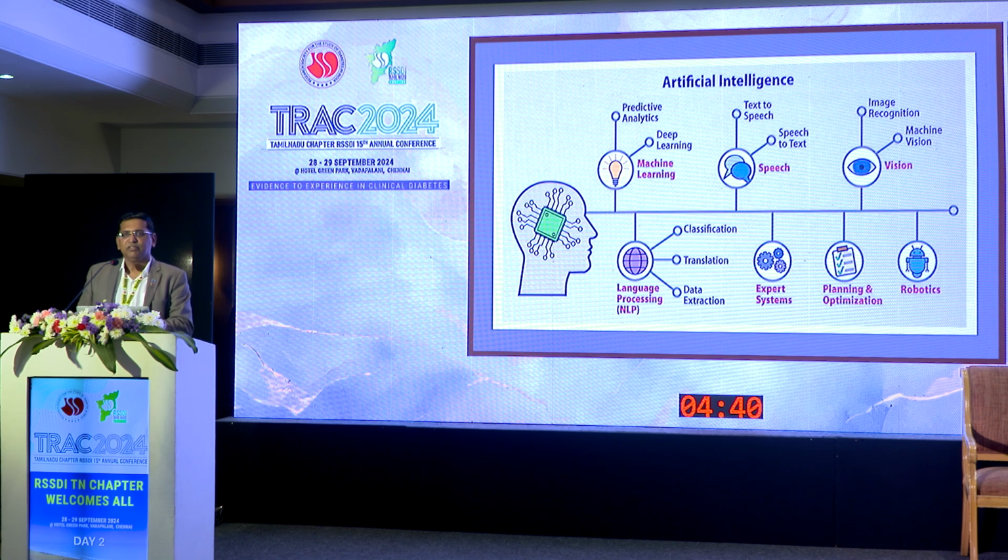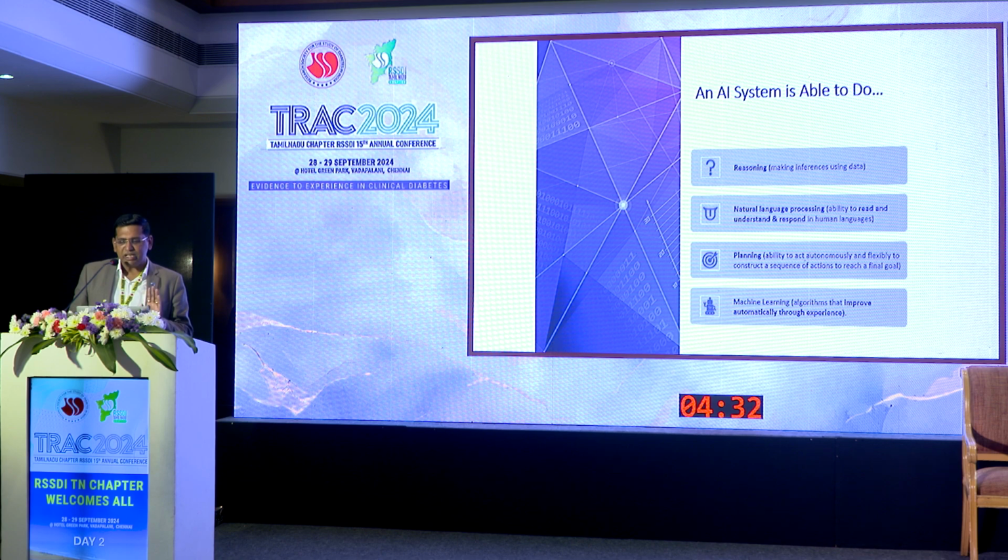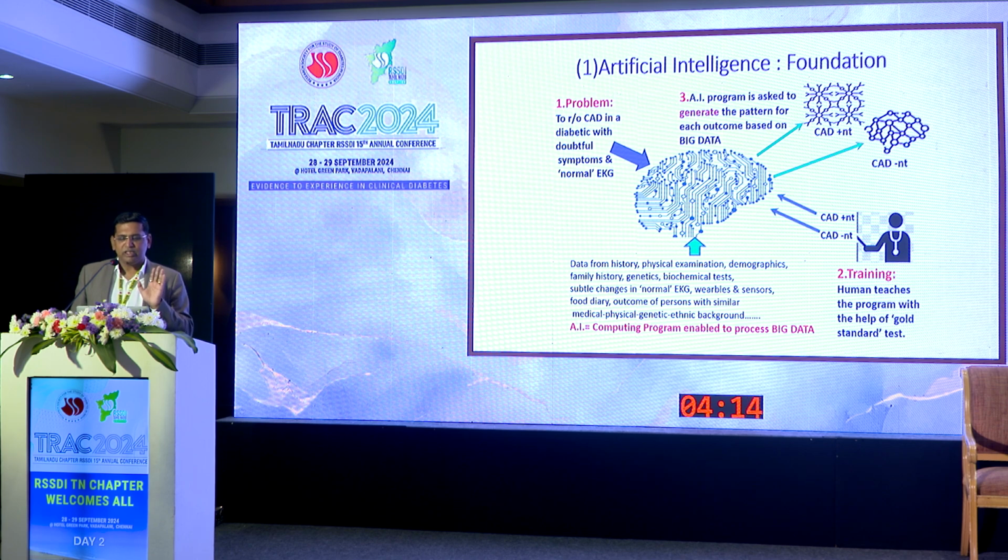These are all the things where AI can come into play, right from predictive analysis up to robotics. So basically, an AI system is able to do four things. First, reasoning. Second is natural language processing, which is the ability to read, understand and respond. Then planning something, and then machine learning algorithms by which it can improve on itself. Just a simple example of how it works. There is a problem to rule out coronary artery disease in a diabetic patient, a routine problem with a doubtful symptom and a normal ECG. This is a routine thing which we see in our day-to-day practice.